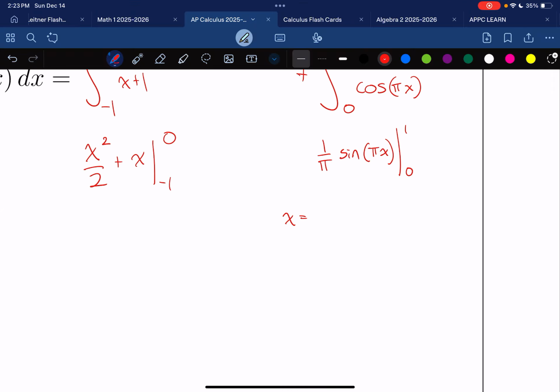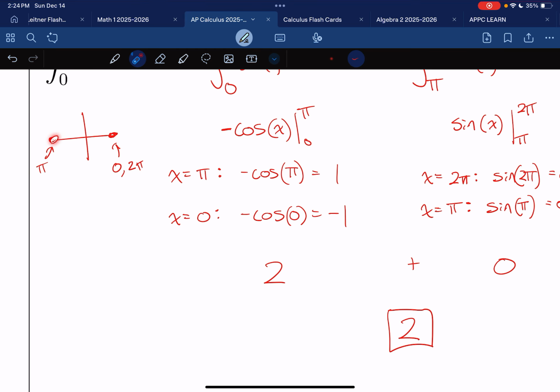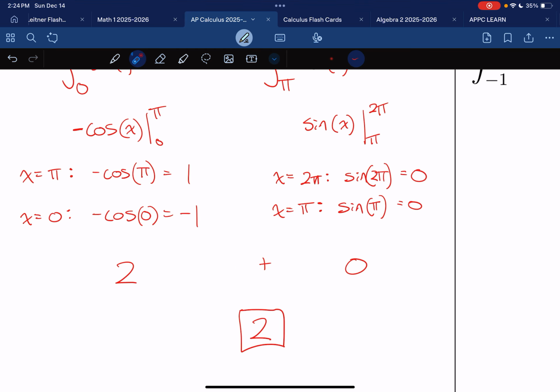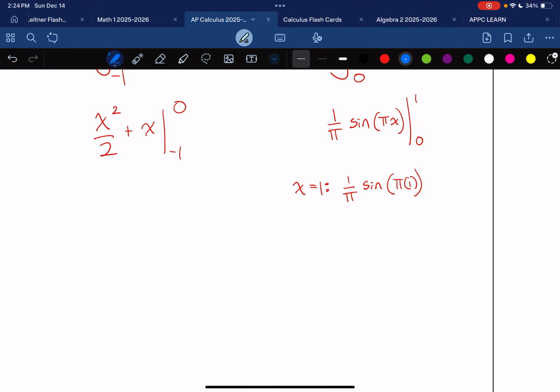I can say x is equal to 1. What is that going to be? That's going to be 1 over pi sine of pi times 1. And pi times 1 is just pi. Sine of pi, we did that problem already, right? Sine of pi is this point right here where you're not moving up, you're not moving down. Sine is asking what is the y-coordinate, and the y-coordinate is 0. So I can make a note that this whole thing is going to turn into a 0. And 0 times 1 over pi is still 0. So I can say this whole thing evaluates to 0.